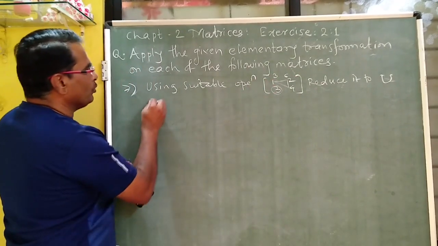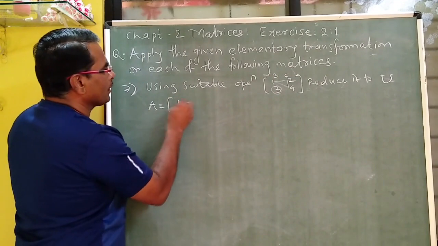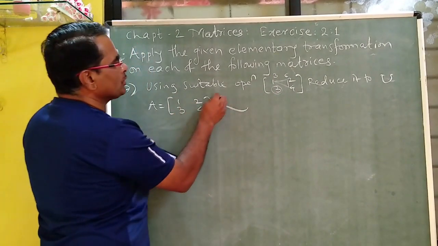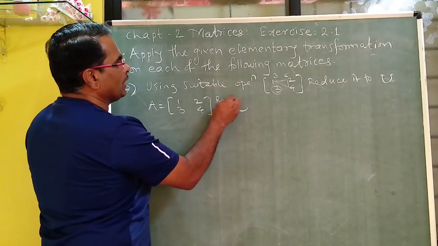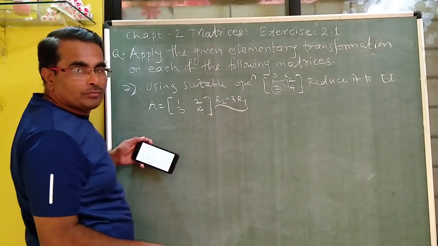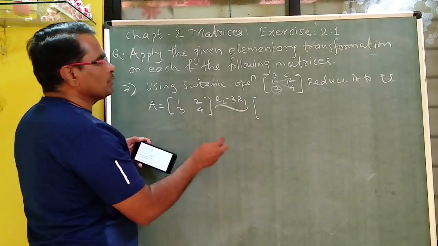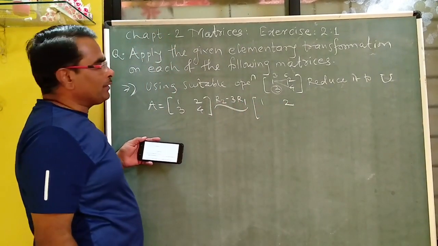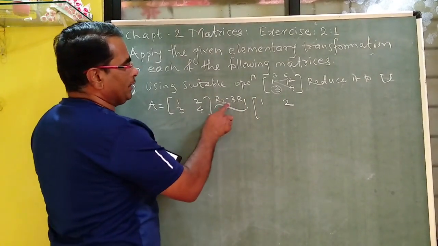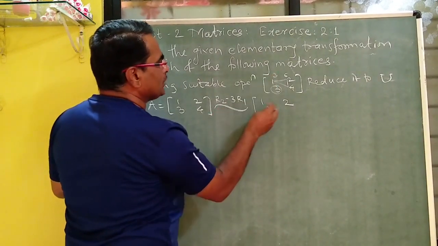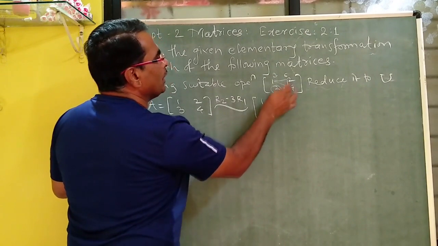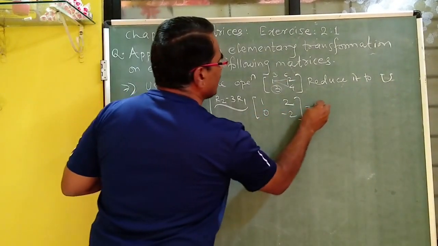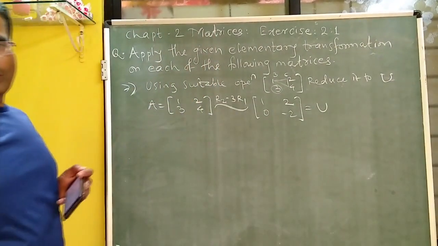So therefore, you have to consider the matrix A. It is 1, 2, 3, 4. On this, we are going to use the transformation R2 minus 3R1. Due to this, what happens? There will be no change in first row, that remains as it is. And now second row becomes 3 minus 3, it is 0. And 4 minus 6, it is minus 2. So now you will observe that this is an upper triangular matrix.